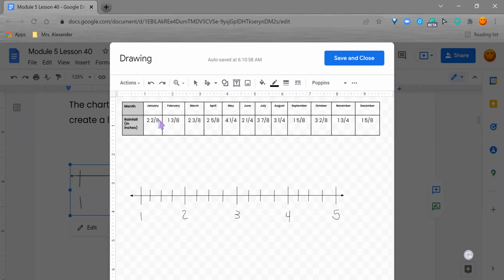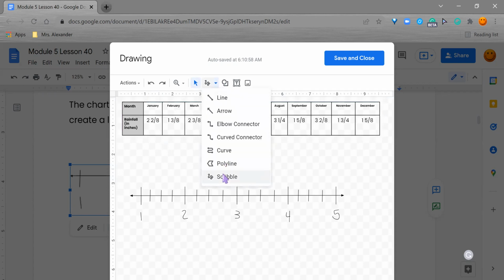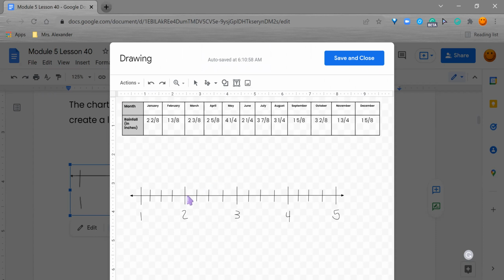So I'm going to sit here. Oh, I need to hit this. And quick, let's go. Let me get to scribble. So I'm going to go to 2 and 2/8. If I notice, I've got it marked off in quarters. So 8s would be adding 1 in between. So I'd go 2 and then 1, 2. So right here, I'd put an X the best I could.